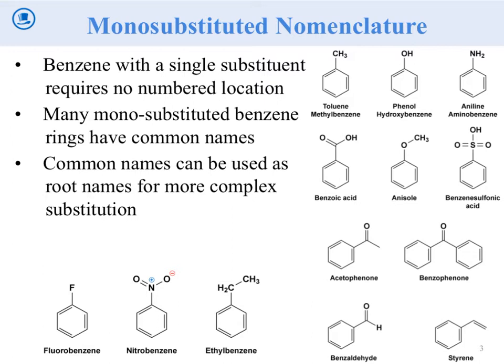So just quickly, some common names. We've seen these in lab, but we want to make sure you've seen these before. Benzene with a single substituent doesn't need numbering, so there are common names. Toluene is the benzene ring with the methyl. Phenol is a benzene ring with the oxygen. Aniline, benzene ring with the nitrogen. Benzoic acid. Anisole is the ether. Benzene sulfonic acid, acetophenone, benzophenone, benzaldehyde, styrene, ethylbenzene, nitrobenzene, fluorobenzene. A lot of common names, but I just want you to see these kinds of things.